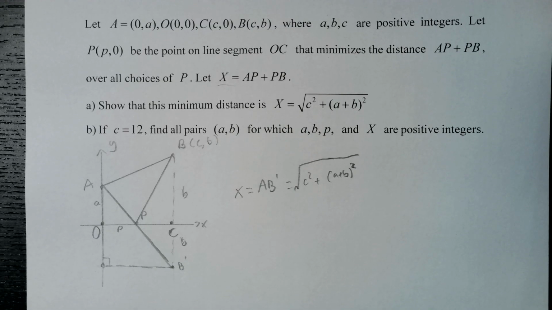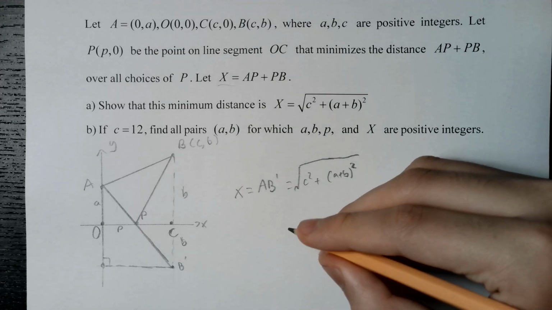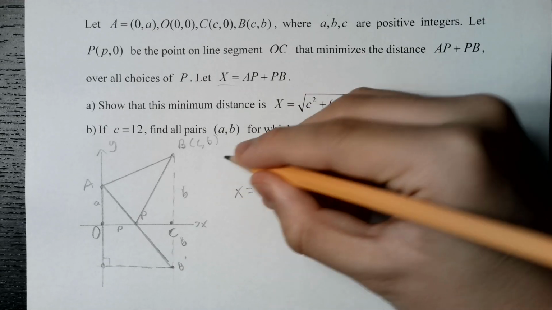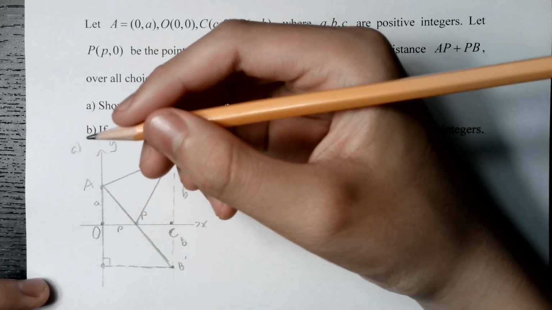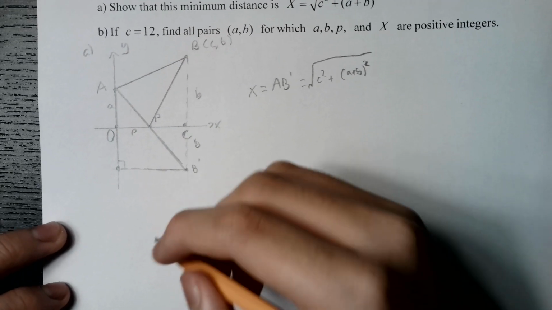So let's say C is equal to 12. Now we need to find all pairs of A, B for which all the variables A, B, P, and X are positive integers. So I'll write this as part A, so now we know that this is part A. Now we're going to move on to part B. So move down a little bit.